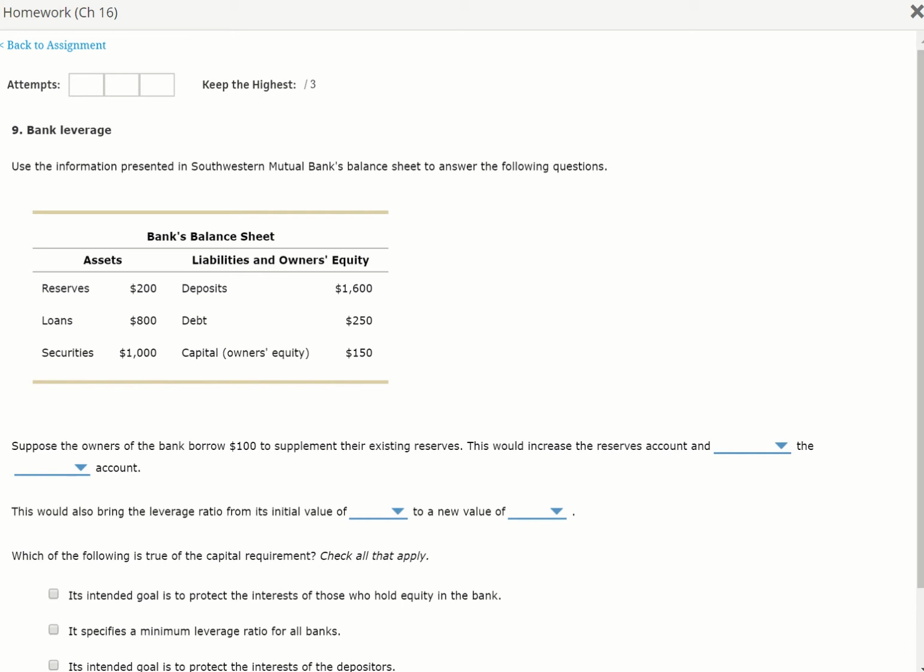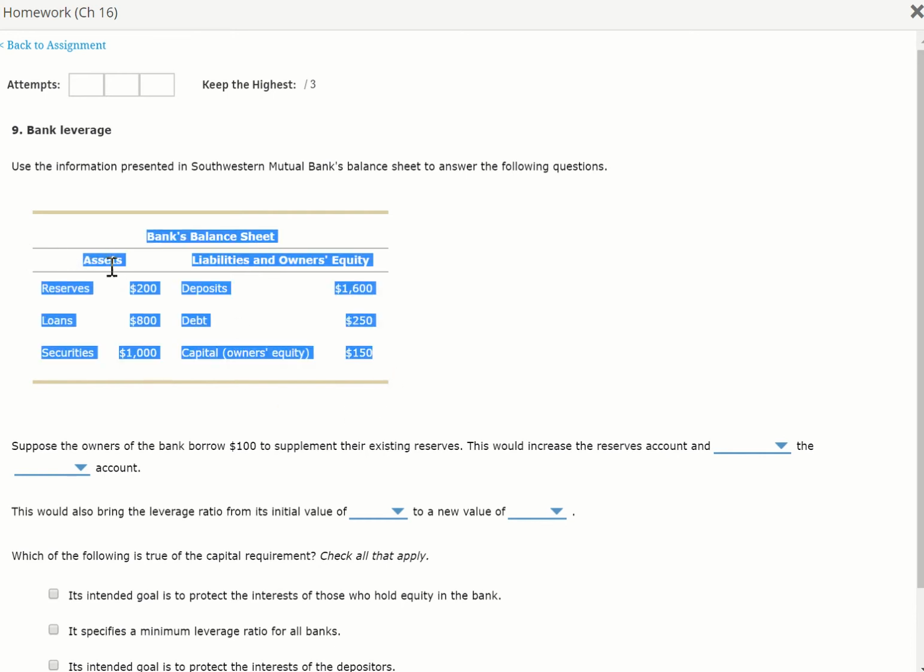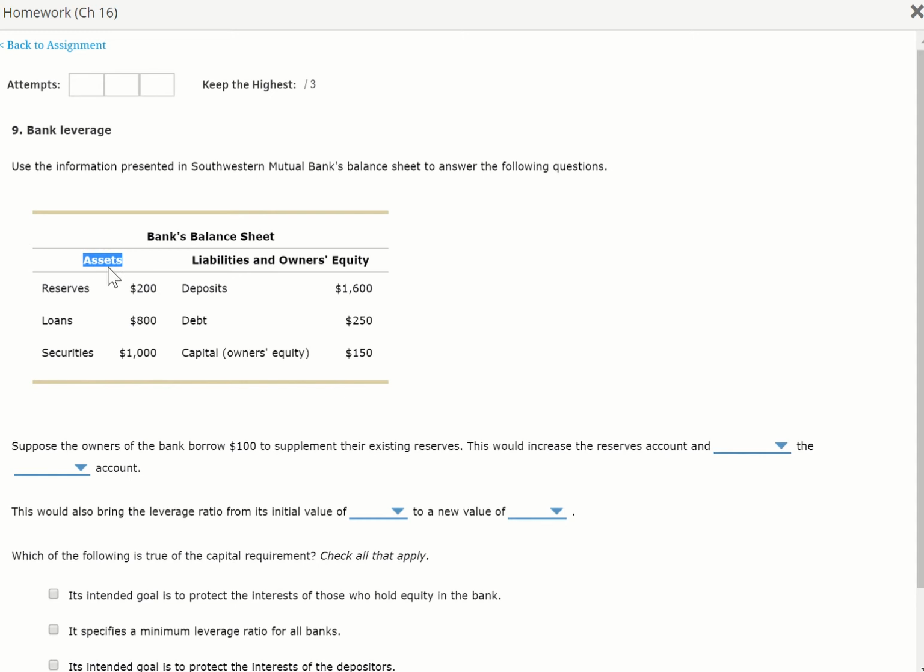If you look at this table, there are two columns. The first column is your asset. The second column is your liability plus equity. In accounting, the very first equation we'll be learning is asset equals liability plus equity. Everything under asset, if you add it together, will be equal to everything under liability plus equity. Your left side is equal to the right side. That's why it's called a balance sheet. It's always balanced.